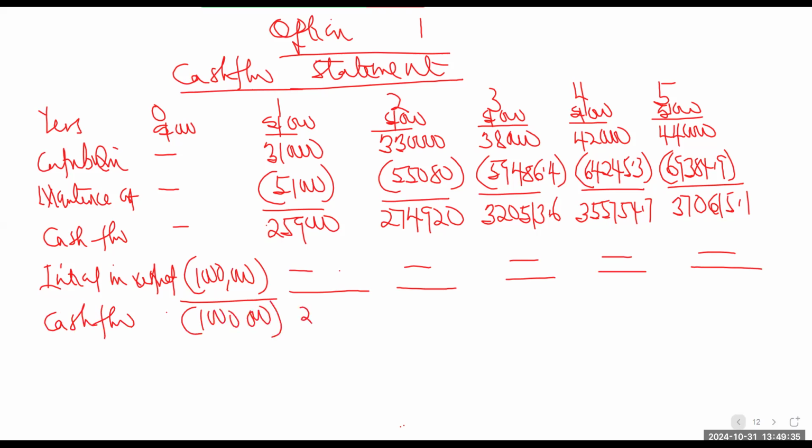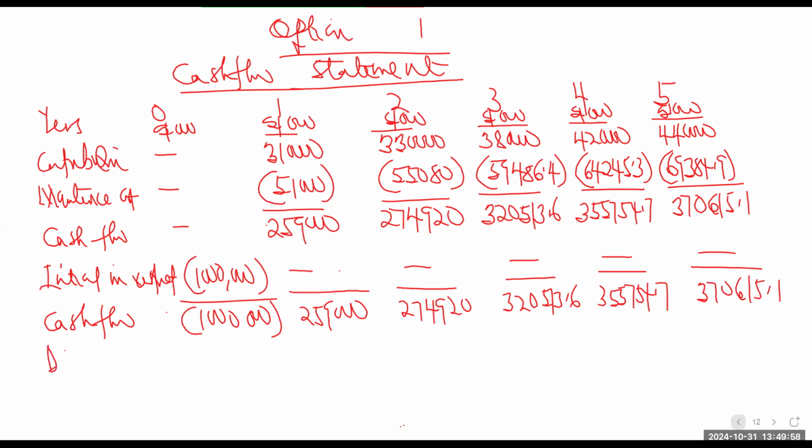Then we have 259,000 here. We have 274,920. We have 320,513.6, 355,754.7, 370,615.1. What will be the discount factor? 12%. So we have 1.00 here. So what will be the first one? What are we having for the first one?